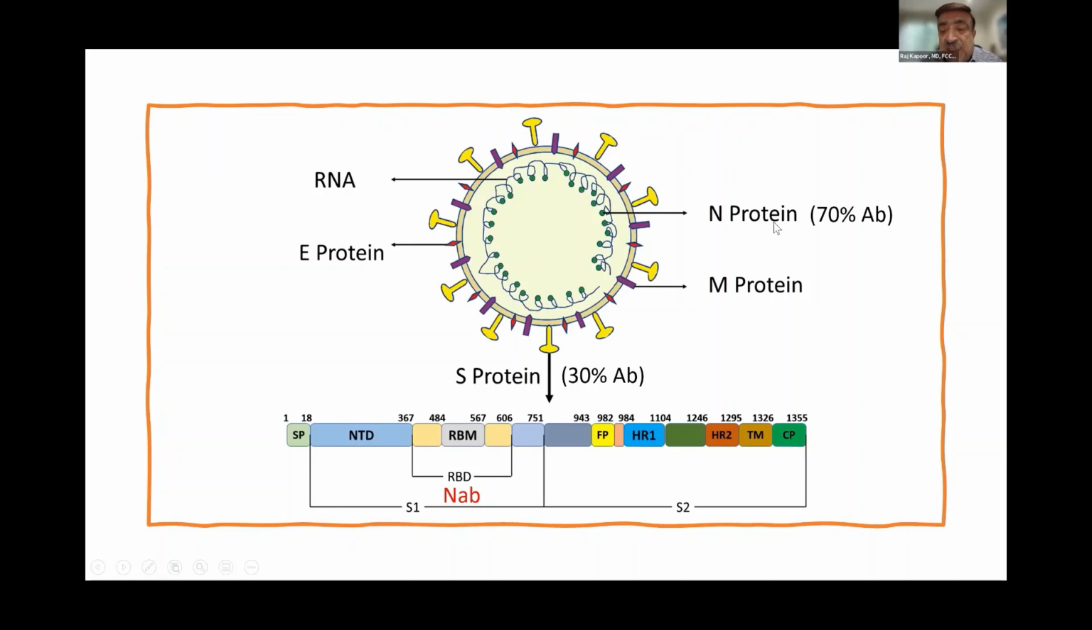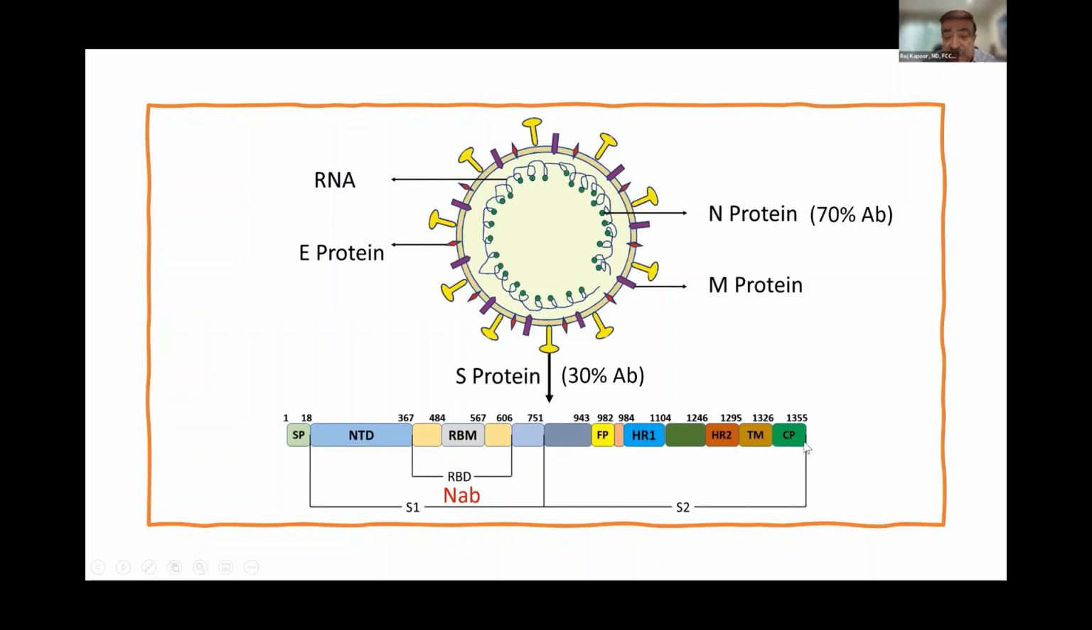With the N protein, when the natural infection occurs, 70% of the antibodies are created against the nucleocapsid protein, and 30% of antibodies are generated for the S protein. The S protein is the most important protein in the virus because this is how it makes the entry into the human cell.